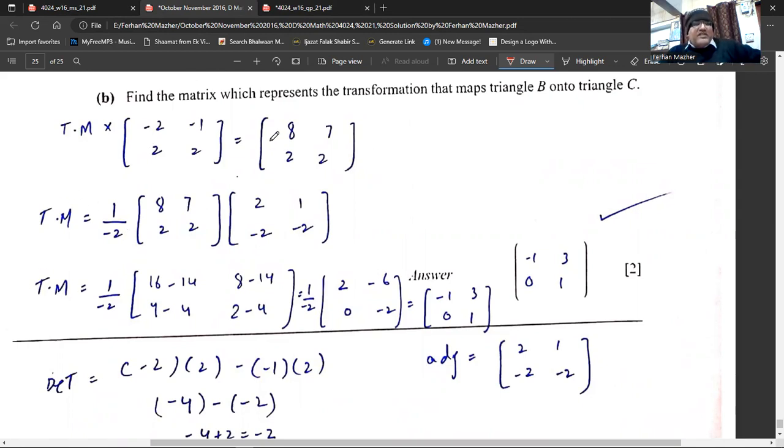So the transformation matrix will be, first of all, the determinant, that is -4 and +2, that will be -2. So 1 by -2, and the adjoint of this is here. You change their locations and you change their signs, and they are here. Now the first row will multiply here, then this row will multiply with the first column, then this row will multiply with the second column. So you will get 2, minus 6, 0, minus 2, and this is 1 by the determinant. Just divide it and you get -1, 3, 0, 1.